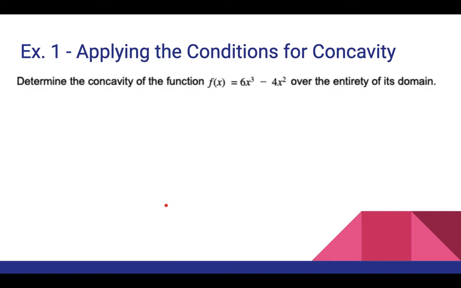Let's look at an example here, applying the conditions for concavity. Determine the concavity of the function f of x equals 6x cubed minus 4x squared over the entirety of its domain.